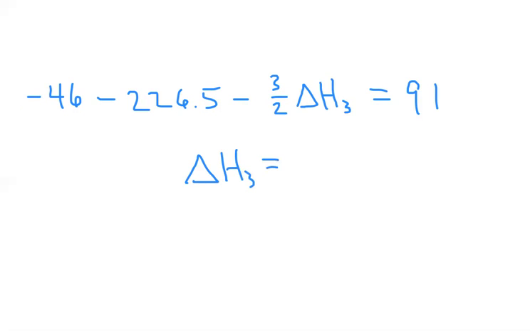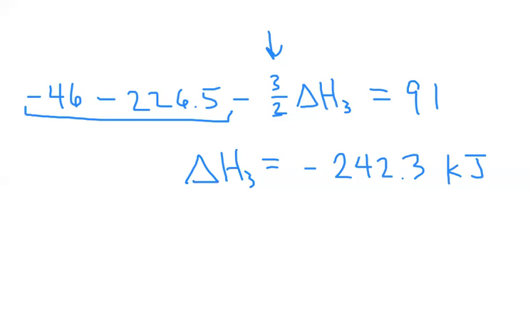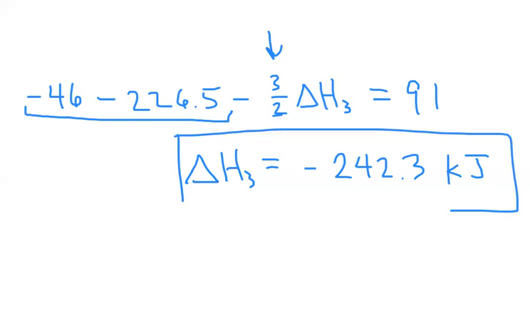First, I would move these guys over to the other side, and they're going to have to multiply by the reciprocal here, which will just be -2/3. And so what you should get is -242.3 kilojoules. And that's the delta H for the original third step as it was written in the problem. All right, that's it.